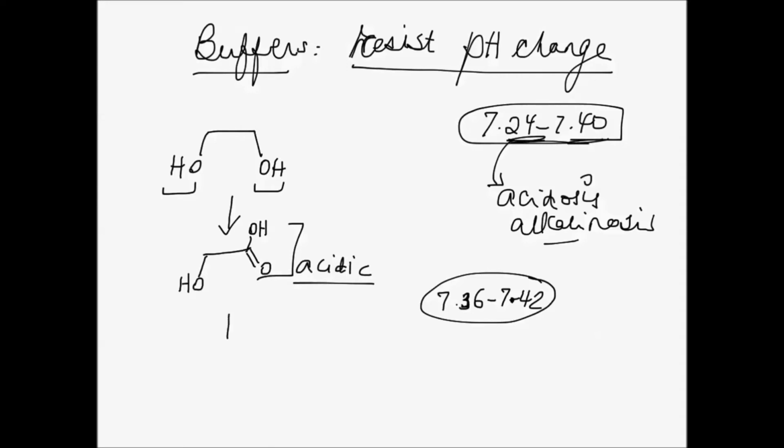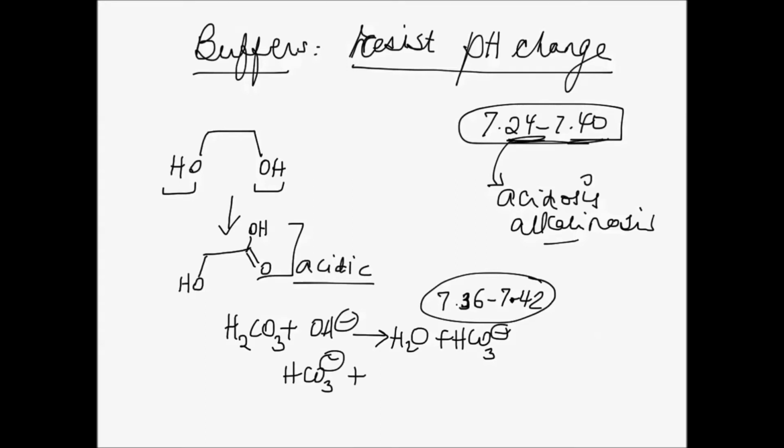Realize that you have H2CO3 carbonic acid, which in presence of base would give you water and bicarbonate. And this bicarbonate is going to neutralize the protons provided by the glycolic acid, the H plus, to give you H2CO3 back. So in this way, the carbonic acid bicarbonate buffering system keeps the pH of the blood constant.